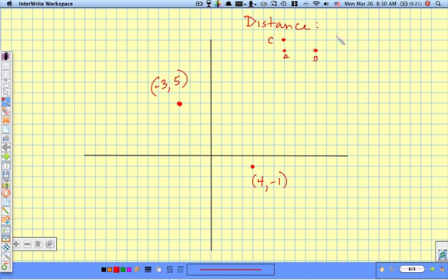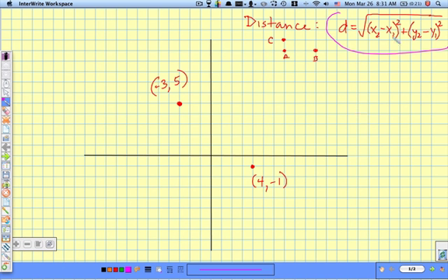So the distance, we'll say D. Distance is equal to the square root of x2 minus x1, squared, plus y2 minus y1, squared. Know this formula right there. You know the formula, you know how to find distance. And you probably used that in geometry or algebra 1.